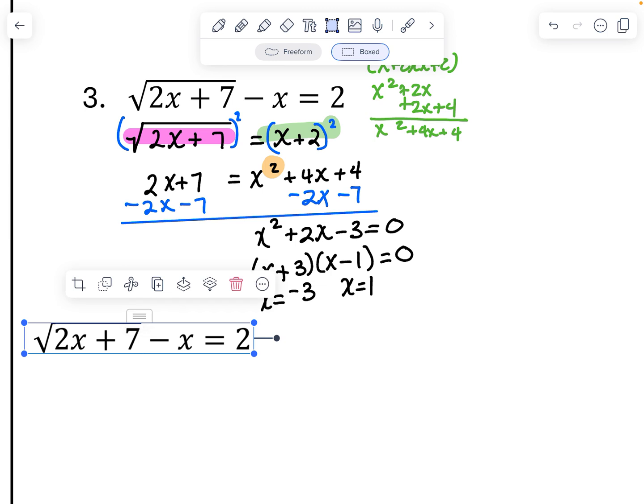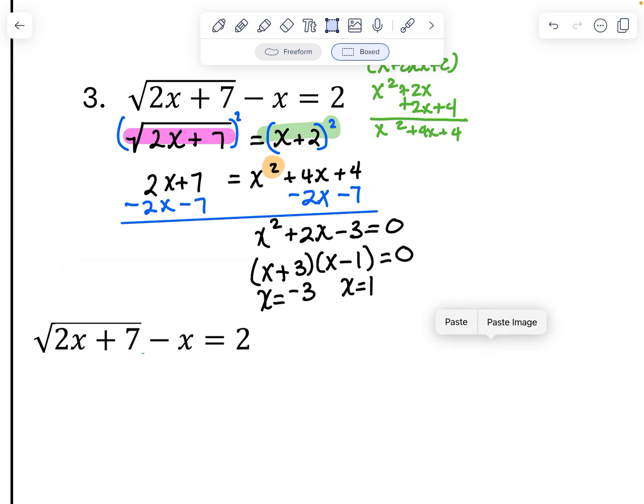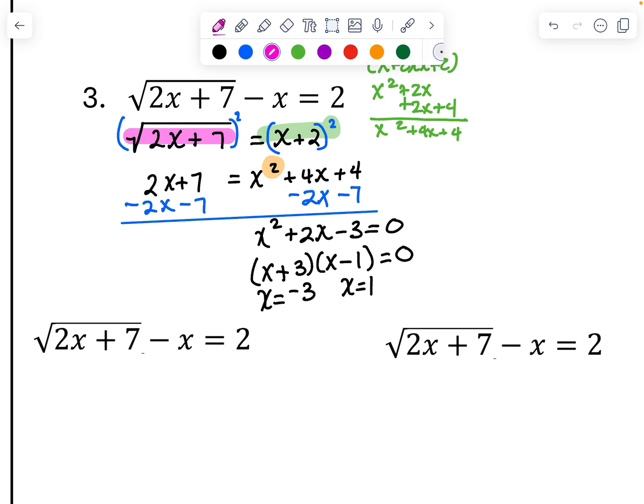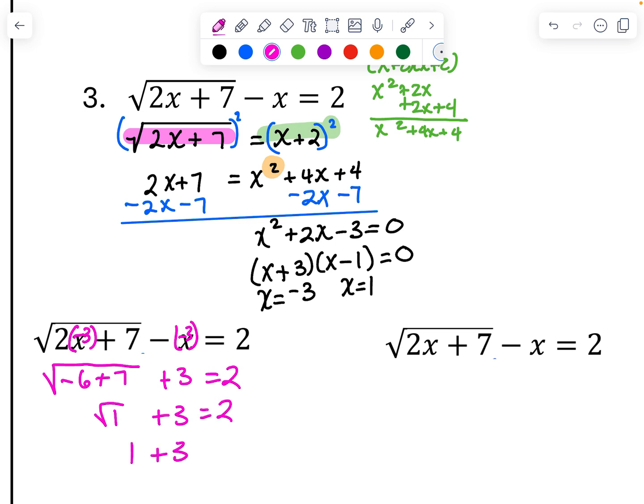I'm going to check the answer -3, and I'm going to check the answer 1. If I check the answer -3, I'm going to put -3 in here, and I'm also going to put -3 in here. That's going to give me the square root of -6 plus 7, plus 3 equals 2. The square root of 1 plus 3 equals 2. 1 plus 3 equals 2. 4 equals 2. That's false. -3 is out. When you do the check, you don't do plus and minus. You only do the plus.